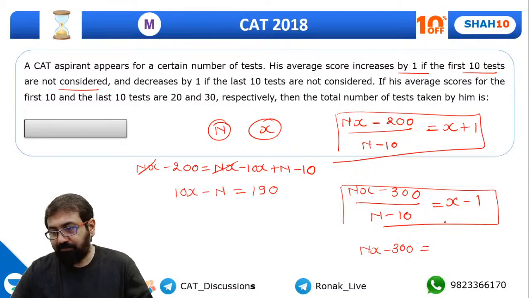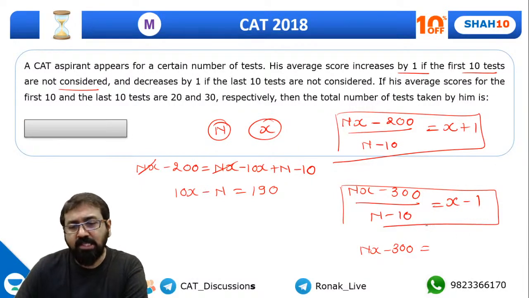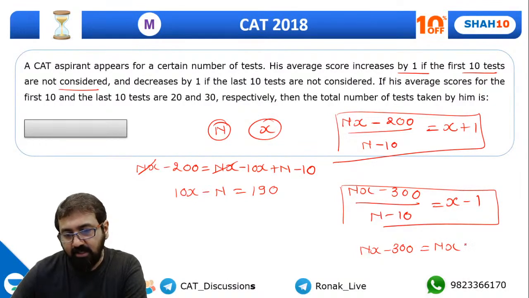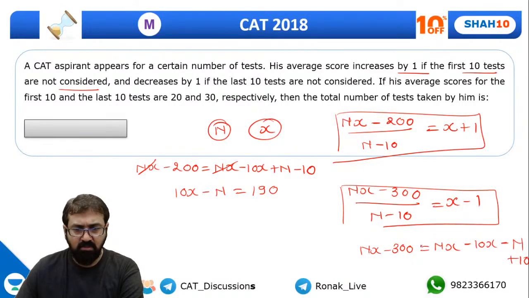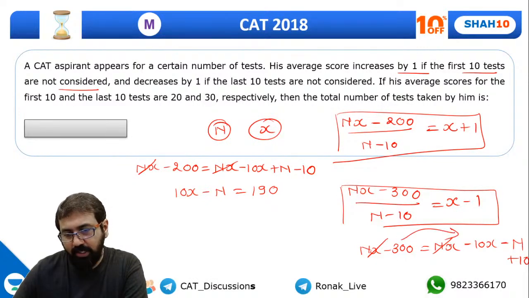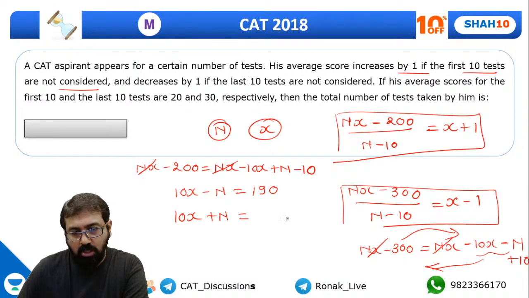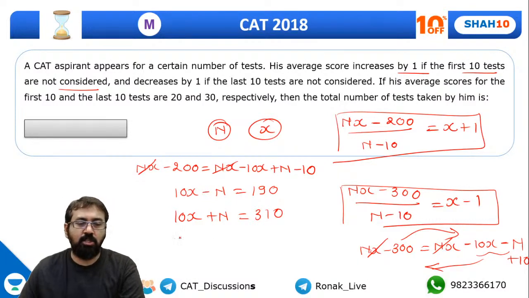Hi Shruti. 60, you are saying 60, but then that is what I am saying. We are not getting that answer. Nx minus 10x minus n plus 10. Is something wrong in this? No. So this going this side and brought this to this side. So it will come out to be 10x plus n is equal to 310.